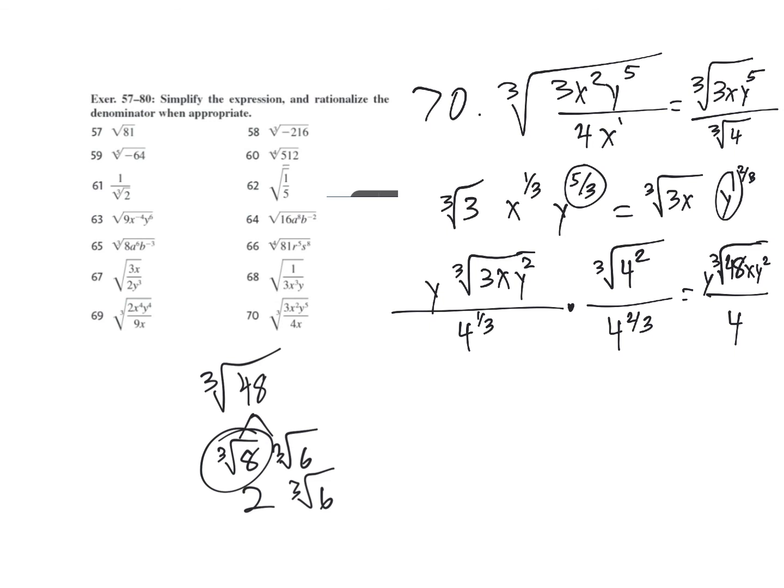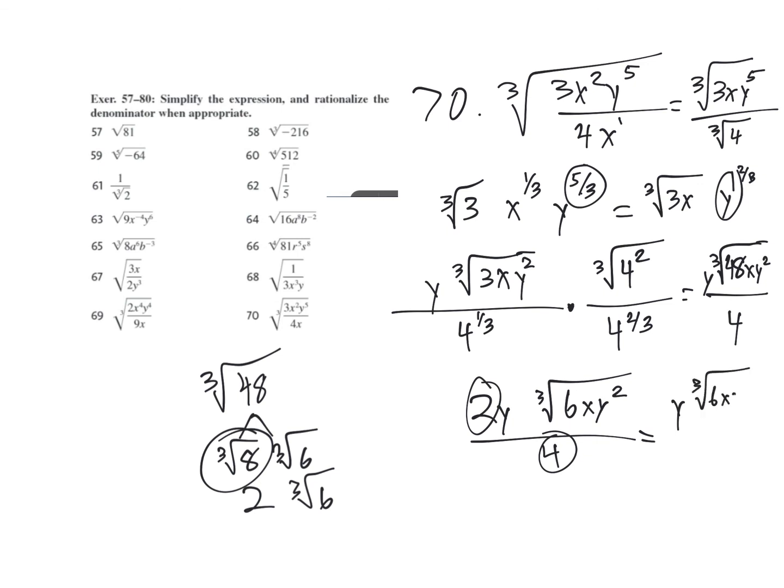So the 2 is on the outside, so our new answer is 2y cubed. And then, I'm sorry, not 2y cubed, 2y. And we have the cubed root of 6xy squared all over 4. And you're not done because you can reduce the 2 and the 4. So that's y, cubed root of 6xy squared all over 2. That would be your final answer. Alright, moving on.